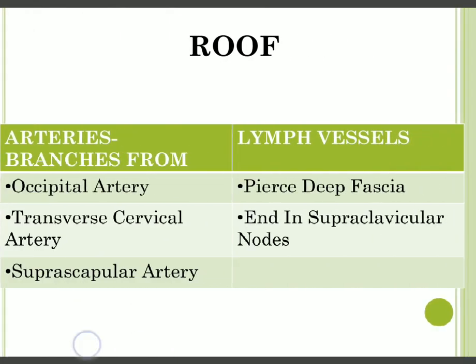The roof also contains some branches from the arteries, that is suprascapular, occipital, and transverse cervical. And there are lymph nodes and lymph vessels. These lymph vessels from the roof pierce the deep fascia and end in the supraclavicular group of lymph nodes.